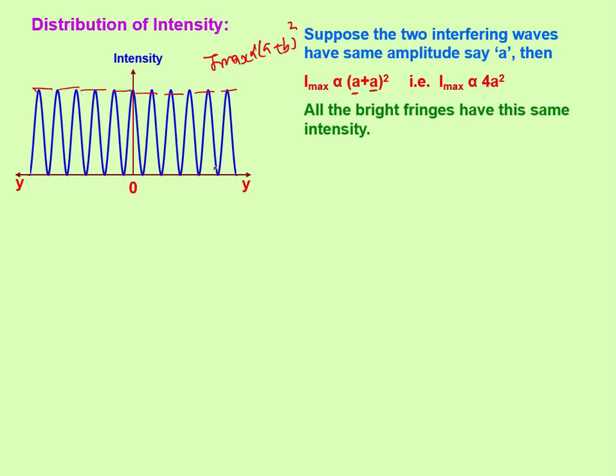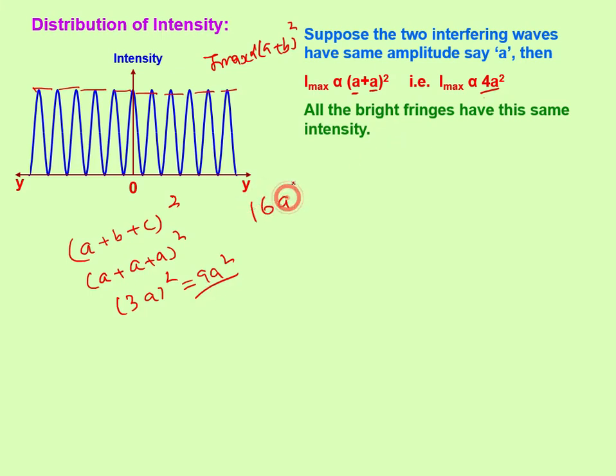If we study interference of three sources, we will get A plus B plus C whole square. If all these waves have same amplitude, then A plus A plus A whole square, we get 3A whole square, that is 9A square. Okay, so this 4A square is when we have two waves interfering. If we have three waves interfering, 9A square. If we have four waves interfering, 16A square.